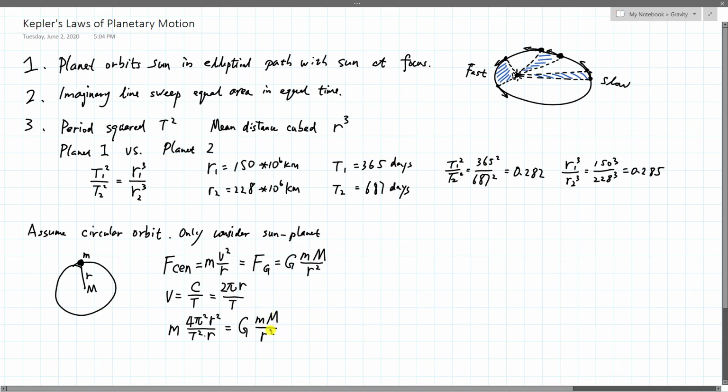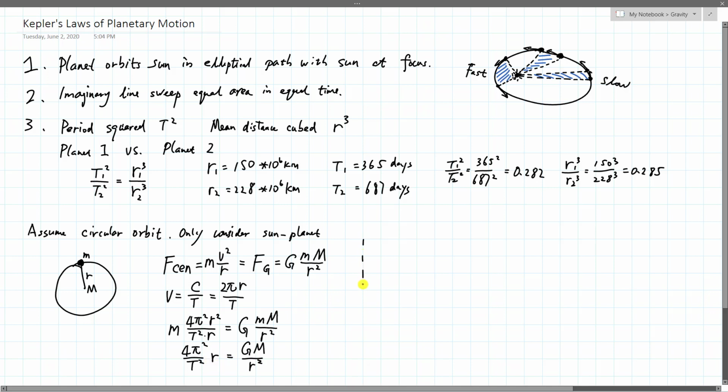Okay, so let's see what could be divided out. The mass could be divided out, and here's one r, and this r will be just a first power. So we have 4 pi squared over t squared, and here's only one r left, and the other side has gm over r squared. So if I multiply both sides by r squared, this 1 over r squared will be gone, and this side will be r cubed.